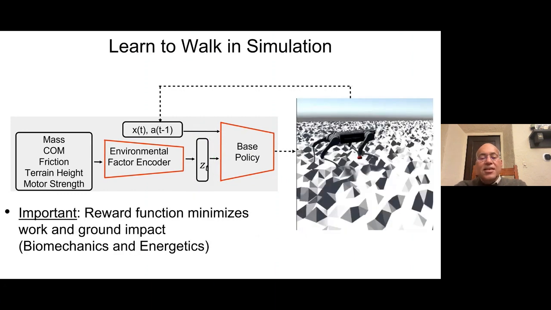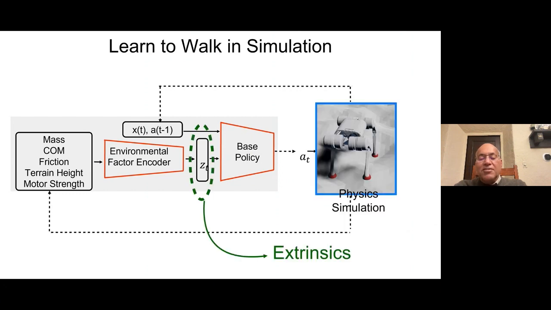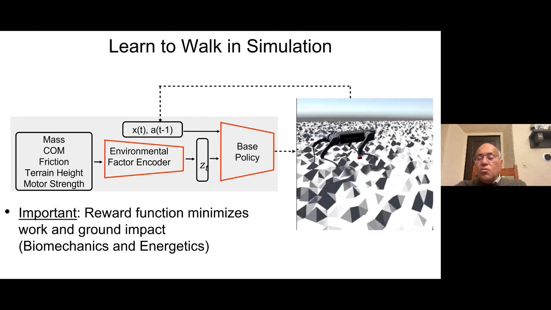And then this is compressed through a little neural network, which is the environmental factor encoder. This can be done at training time, because at training time, you get to control all these parameters like mass, friction, and so on. Next slide. So now we have learned to walk in simulation.